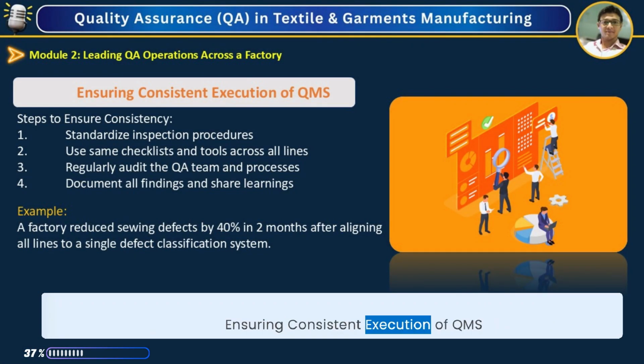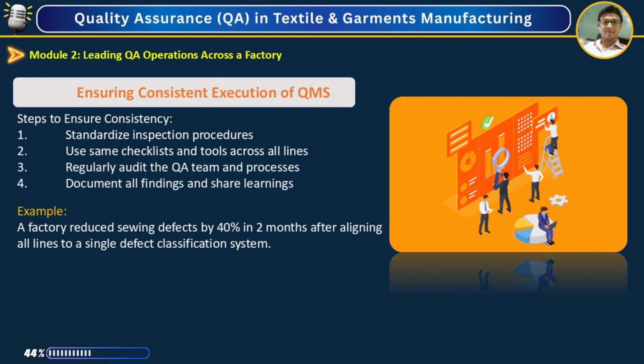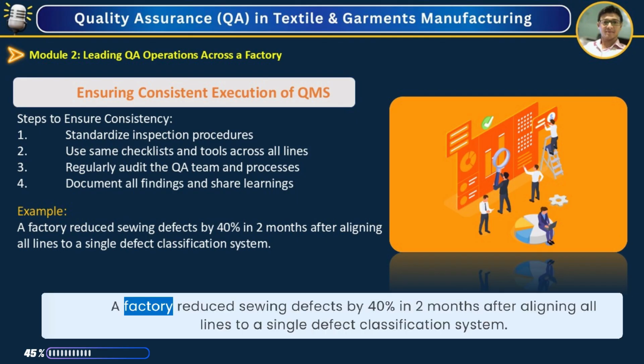Ensuring consistent execution of QMS. Steps to ensure consistency. 1. Standardize inspection procedures. 2. Use same checklists and tools across all lines. 3. Regularly audit the QA team and processes. 4. Document all findings and share learnings. Example: a factory reduced sewing defects by 40% in 2 months after aligning all lines to a single defect classification system.